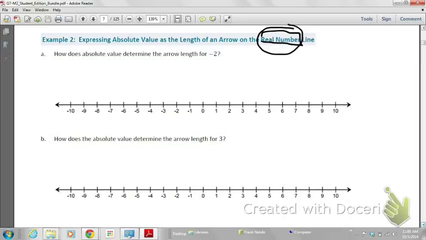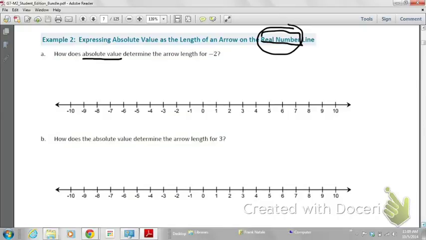Okay, so here we are back to this problem. How does absolute value, if you remember, determine the arrow length for negative 2? I'm hoping anyway. I think we talked about absolute value already in lesson 1. But if not, let's look at this now together, and then I can have you do B yourself. So again, how does absolute value determine the arrow length for negative 2?